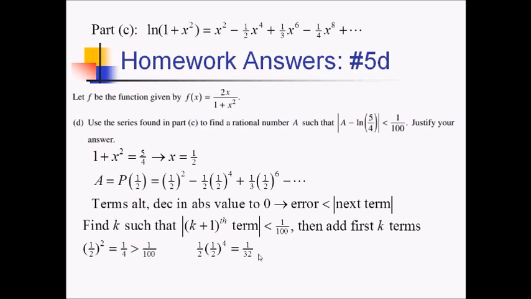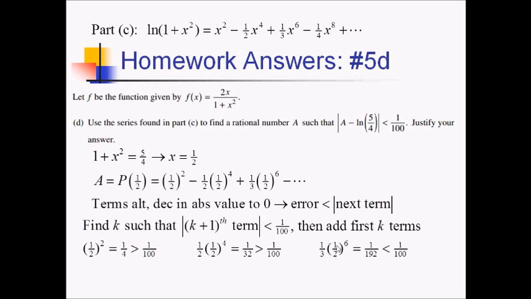1/32 is better, but it's still greater than 1/100. It does not meet that error threshold. So this can't be our k plus 1th term either. Well, let's keep going because we're getting closer. Next term, we've got 1 over 3 times 1 over 64, essentially. That's going to be, if you do some quick mental math or on paper math, 1 over 192. 1 over 192, that is less than 1/100 because the denominator is bigger with the same numerator. So that means that our third term is our k plus 1th term.